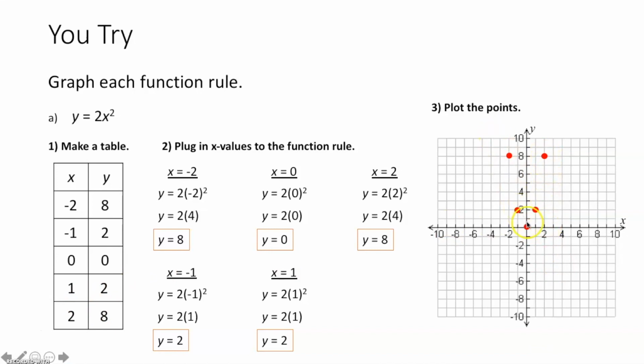Then I draw a line, in this case a curve, going through these points. That gives me this parabola. Again, we'll talk about that later on. And I have successfully graphed my function rule. Again, notice, what is the y-intercept?